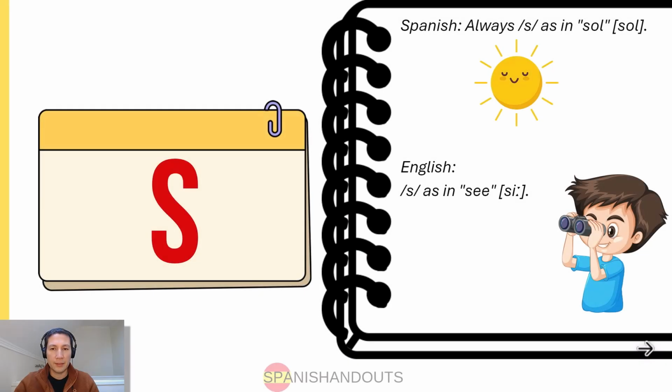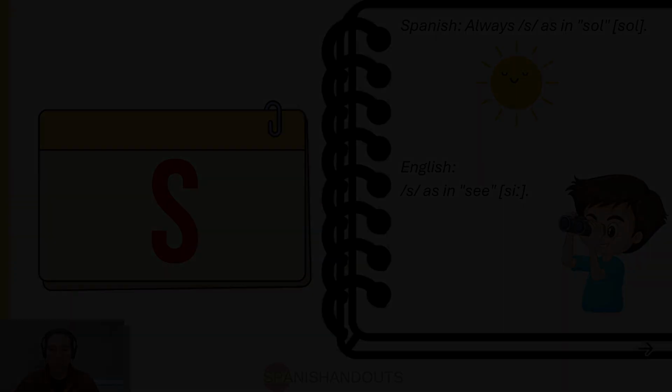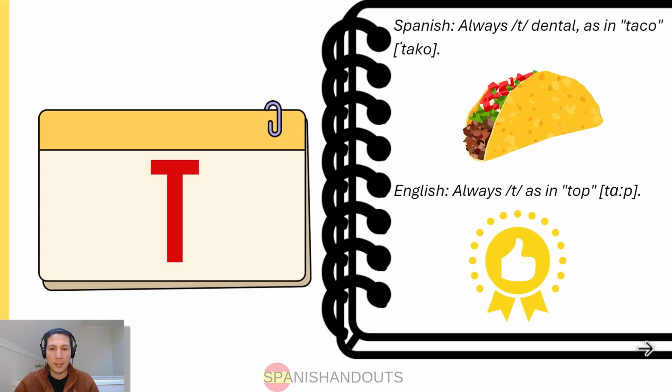Next, we have the letter S. In Spanish, it's always s, as in sol. In English, it's always s, as in si. Then we have the letter T. In Spanish, it's always t, as in taco. In English, it is always t, as in top.